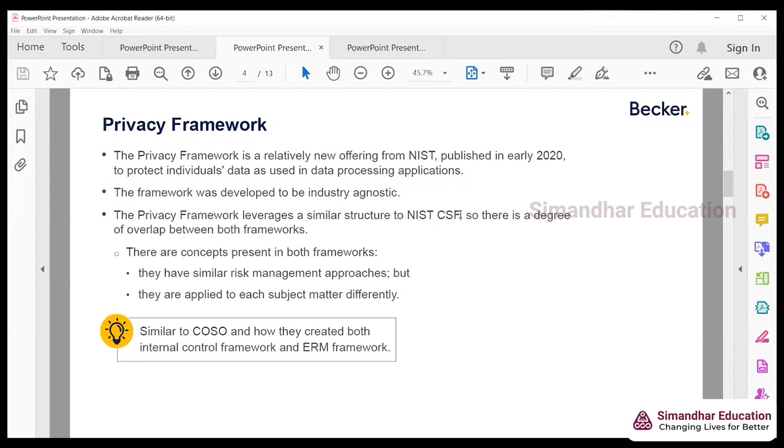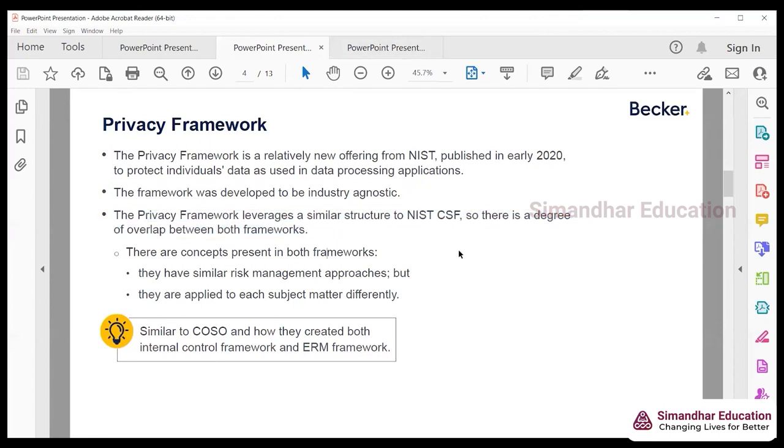So the structure is similar to the cybersecurity framework. There is an overlap between both frameworks. I hope this answers your question, Prasanna. It's not an upgraded version of the CSF cybersecurity framework, but a parallel thing, right? Privacy is different, cybersecurity is different. I hope that demarcation is clear in your mind, because we just discussed what privacy is, and cybersecurity we anyway know. There will be certain overlaps.